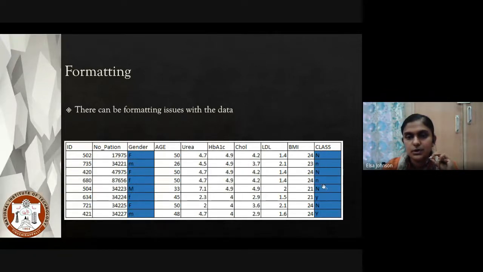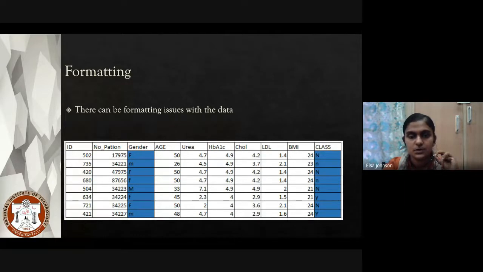So when you analyze this particular column, you'll be getting four different classes: capital N, small n, capital Y, and small y. Instead of getting two classes, yes or no, you'll be getting four classes, and this has to be changed. Either you change small n to capital N and small y to capital Y, or you bring the others to lower case. So this is formatting. These are the different data cleaning operations to be done.